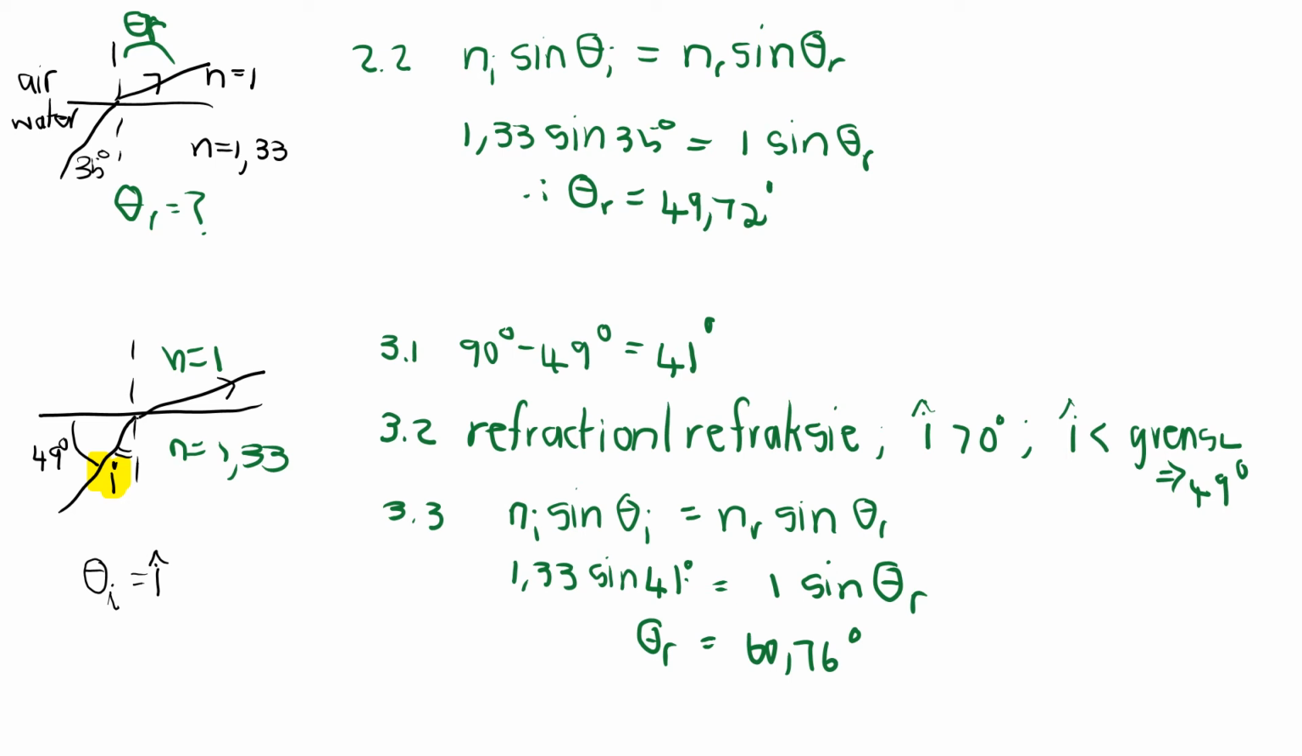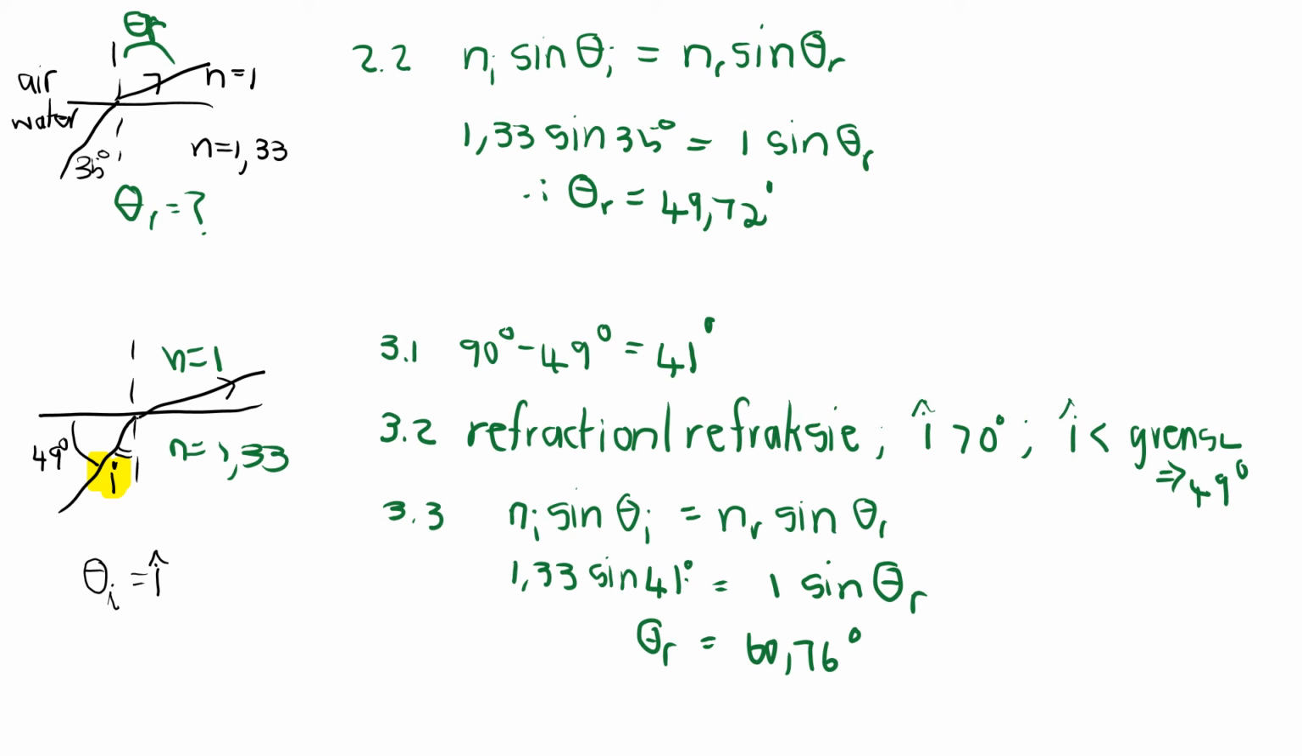2.2 vra hulle bereken die grootte van die brekingshoek. Calculate the magnitude of the angle of refraction. You use Snell's law. Make sure when you substitute it, you know which one is your first medium and which one is your second medium, so that you can substitute the right values in and do the right calculation. Okay, you can just do that one.